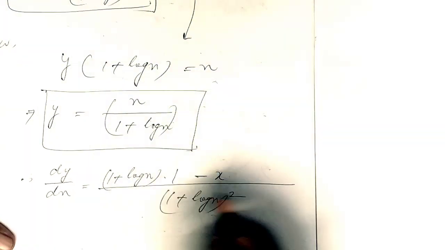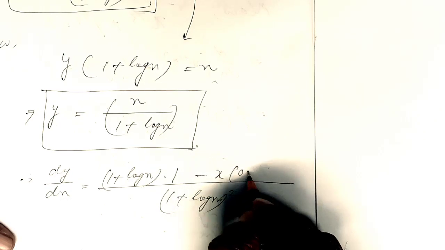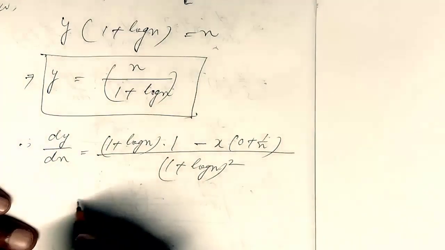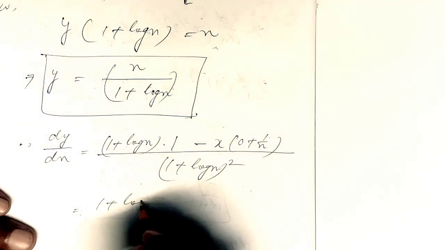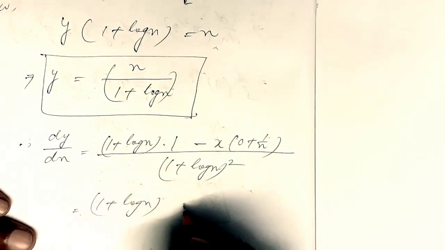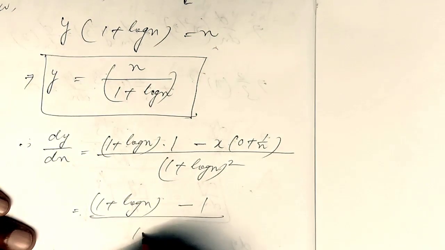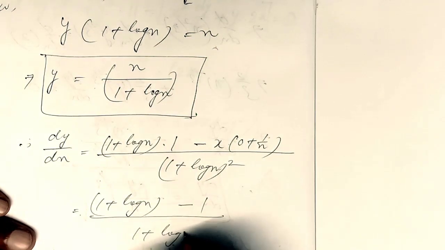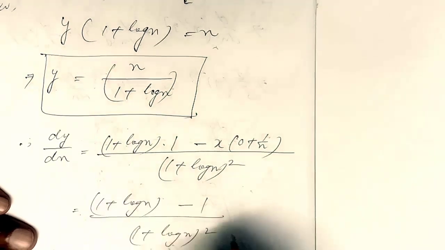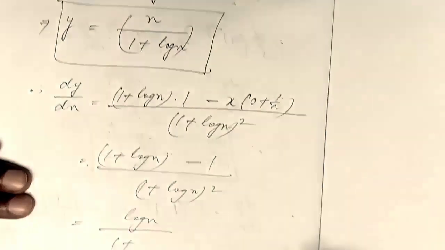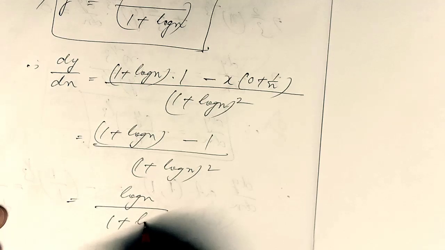What is the derivative of 1 plus log x? Derivative of 1 is 0 and log x derivative is 1 by x. So finally how much are you getting? That means 1 plus log x minus, this x cancels, minus 1, and downside is (1 plus log x) whole square. This one cancels. What is left here? Log x by (1 plus log x) whole square.